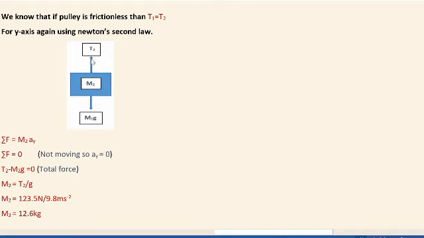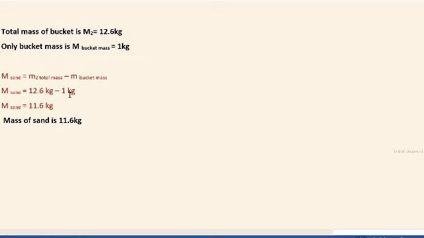So we know that if pulley is frictionless, then T1 is equal to T2. So we already calculate x-axis tension. So now we have to calculate y-axis system, like using Newton's second law. This is the tension 2 and gravitational force for M2. So again we using Newton's second law. Then we can calculate the mass of sand. So if we substitute, we will find the mass of sand.